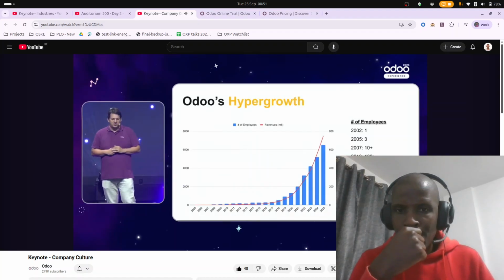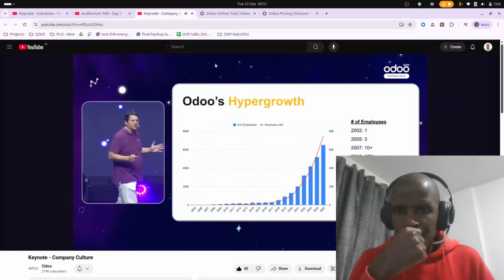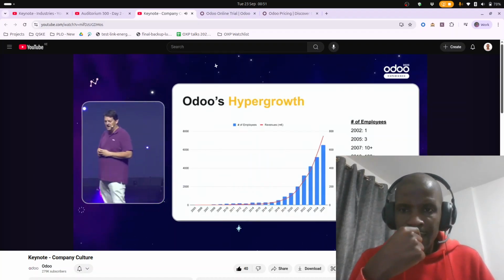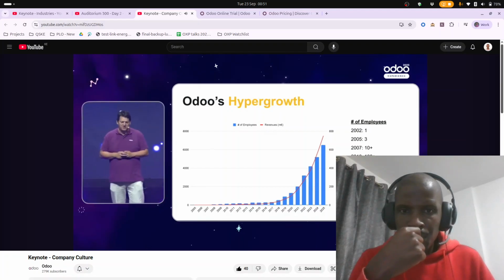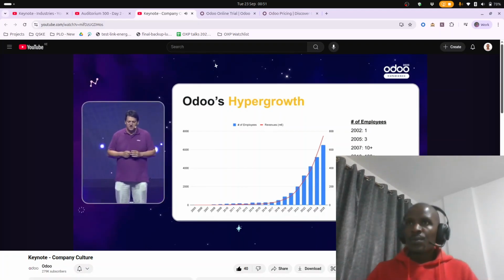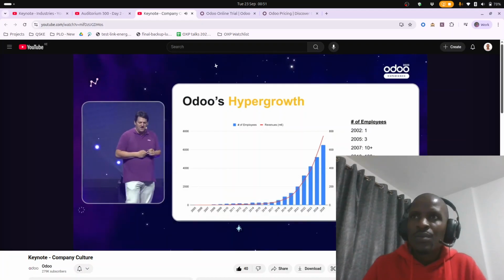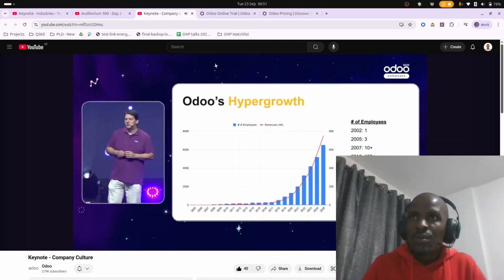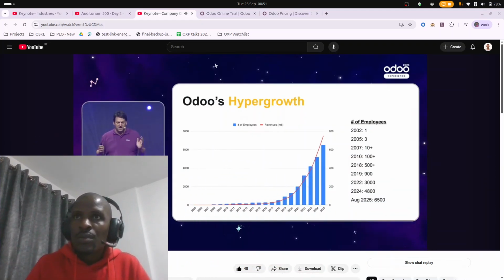So first, I should show you the growth of Odoo over the past years. And as you can see, it worked. We went from 1 to 6,500 employees today, and the revenue grew the same way because we are self-financed.